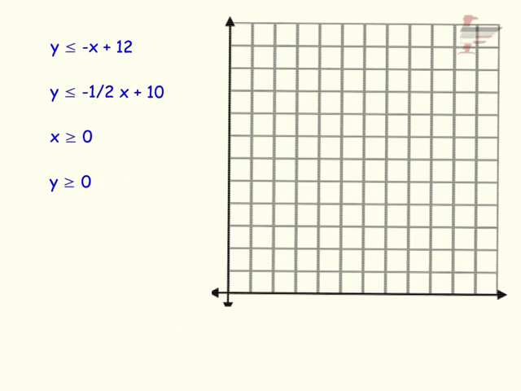Here are our 4 inequalities that make up our 4 constraints, and they are in slope-intercept form. So let's go ahead and graph them. So I'm going to graph x is greater than or equal to 0. It's our vertical line. And when it's greater than or equal to, it's everything to the right. So I've graphed that one. Then I'm going to graph y is greater than or equal to 0. And that's going to be everything above, so we've graphed that.